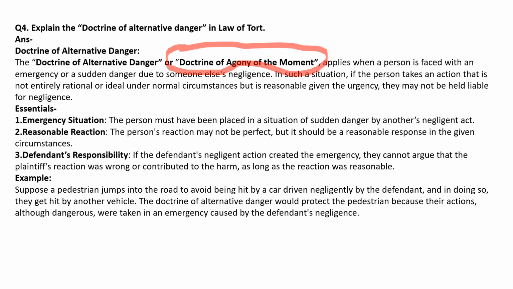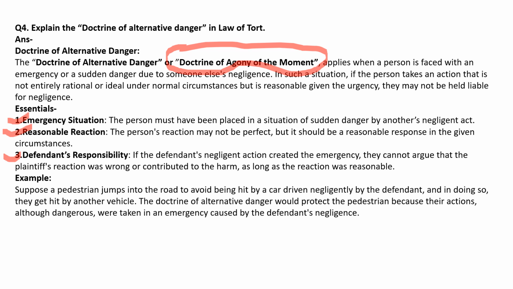Essentials of the doctrine of agony of the moment or doctrine of alternative danger are: there has to be an emergency situation, mind it. The person must have been placed in a situation of sudden danger by another's negligent act. Reasonable reaction. The person's reaction may not be perfect, but it should be a reasonable response in the given circumstances. See, jumping out of a moving car is not a perfect act, but the situation demanded him to do like that. Defendant's responsibility. If the defendant's negligent action created the emergency, then he cannot argue that the plaintiff's reaction was wrong or contributed to the harm as long as the reaction was reasonable.